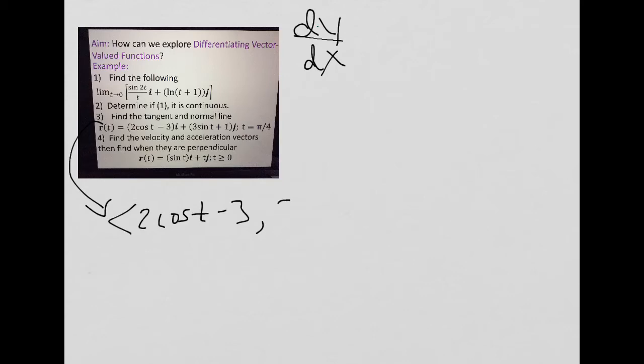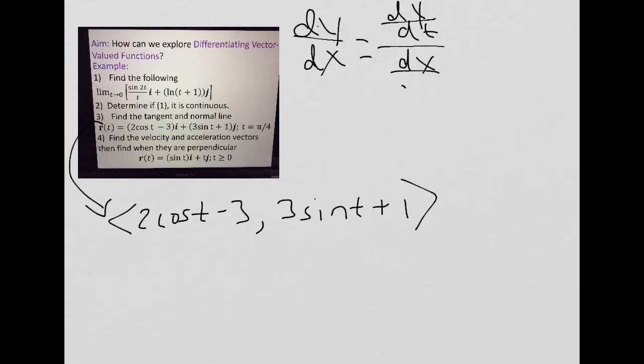Okay, so here's how we're going to do this. First we're going to find the tangent line. So when you find a tangent line, you're going to need to find the derivative, dy over dx. Alright, so I'm going to go back and change the notation of this vector, so that way we understand a little bit better what x of t is and what y of t is. And if you remember, x of t, y of t, when we take the derivative, you're going to get dx over dt and dy over dt.